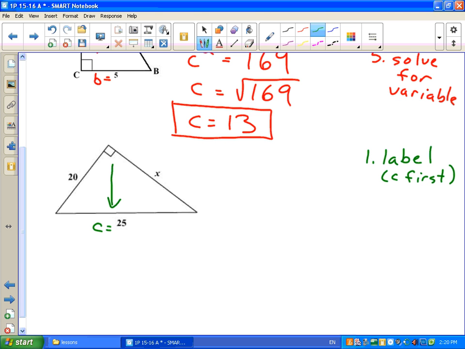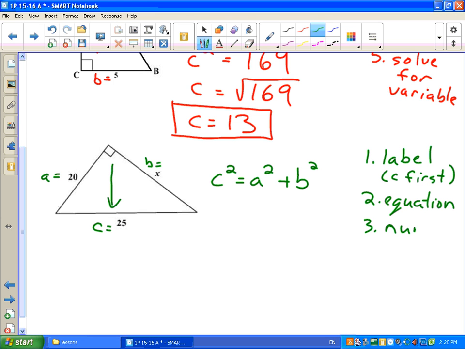Now we want to label the other two A and B. And it doesn't matter which is which. So we'll say A is 20, and we'll say that B is X. So we've got it labeled. Next up, the equation. What is the equation we use for the Pythagorean theorem? Kurt. Now it's C squared equals A squared plus B squared.